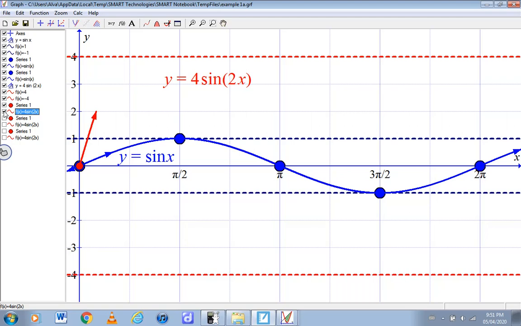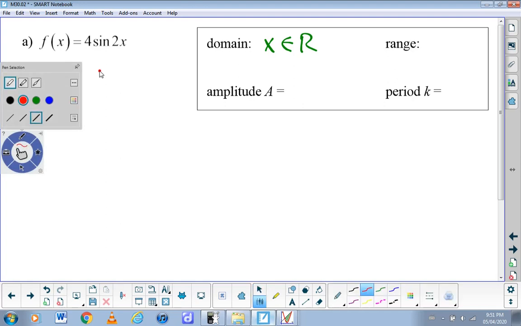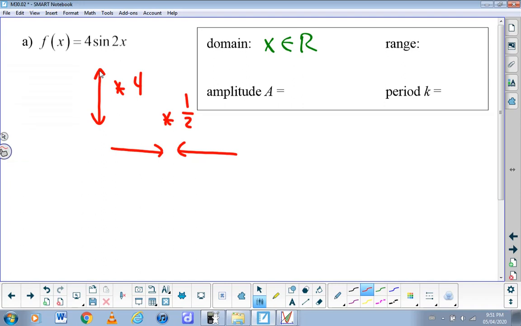Now this whole graph, this whole up, down, down, up, takes 2 pi to happen, and we have a 2 in front of the x. So I'm going to go back to my notebook file for a second, and I just want to indicate on here, just so you know, that what's happening is we have a vertical stretch by a factor of 4, but we have a horizontal stretch by a factor of 1/2. So in the end, that whole up, down, down, up is going to occur over half the distance it did before.